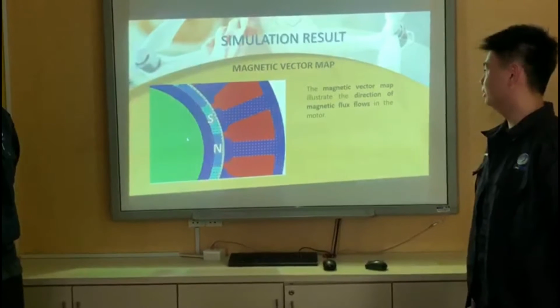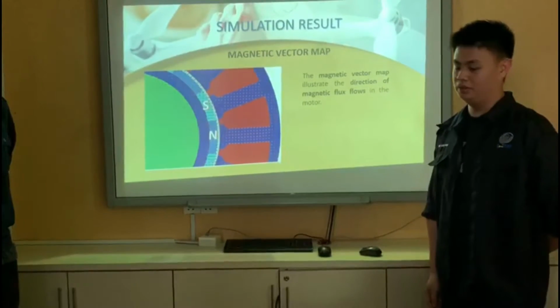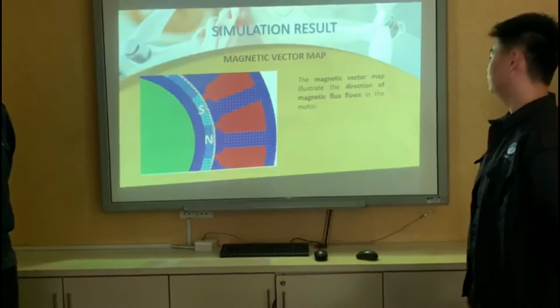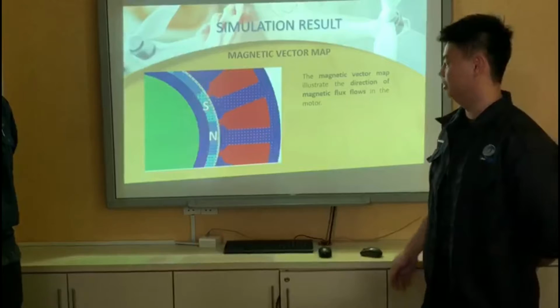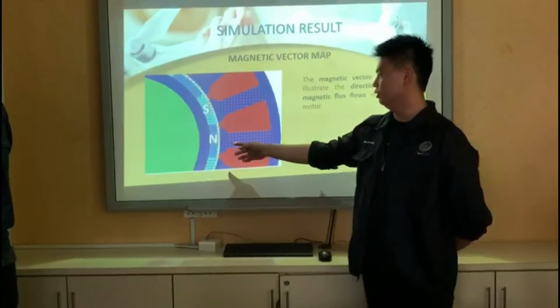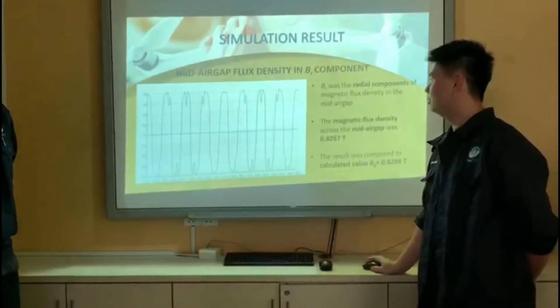Move on to the vector map. The vector map shows the direction of the magnetic flux flow in the motor, and we can see that the magnetic flux flows from the North Pole to the South Pole and from the South Pole to the North Pole.